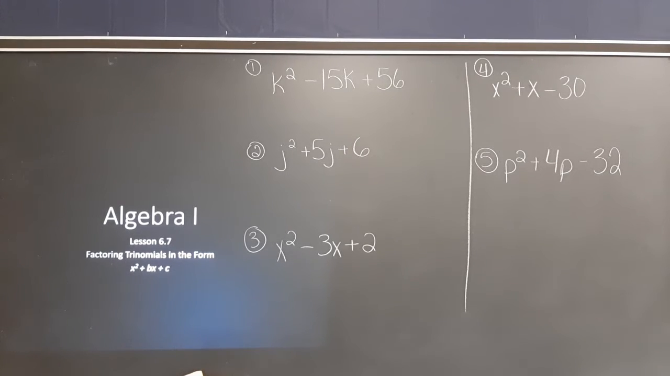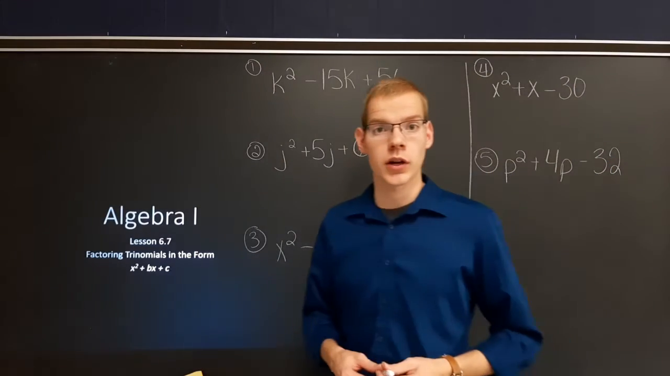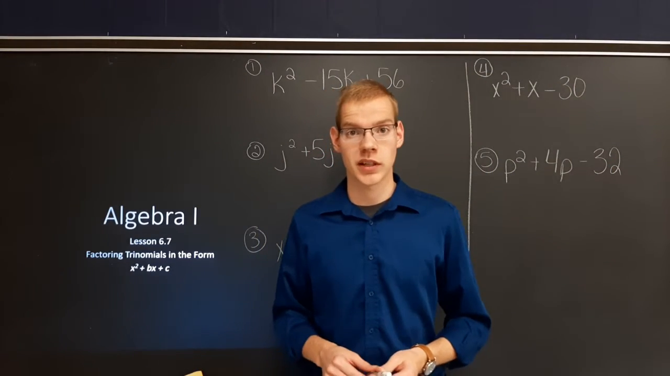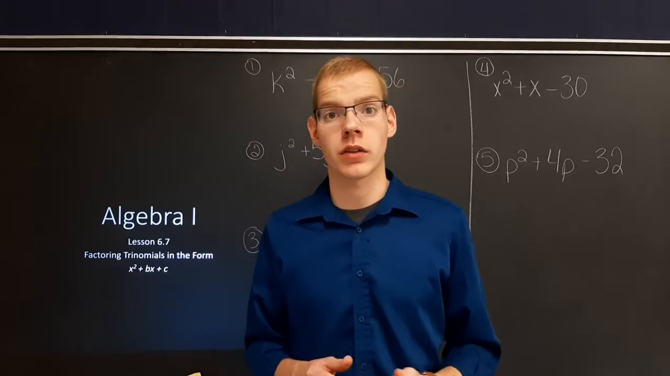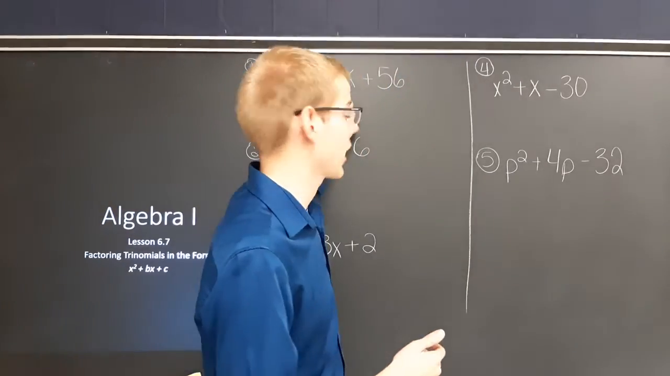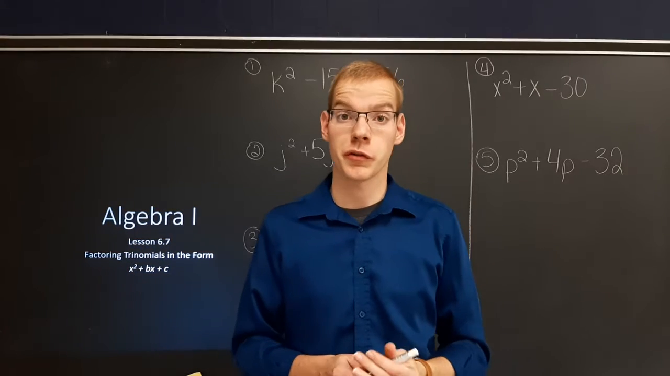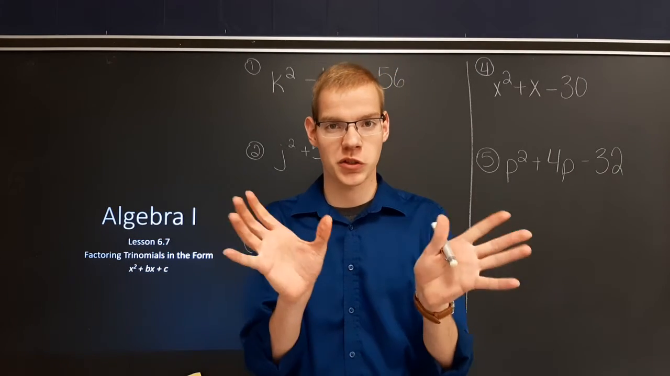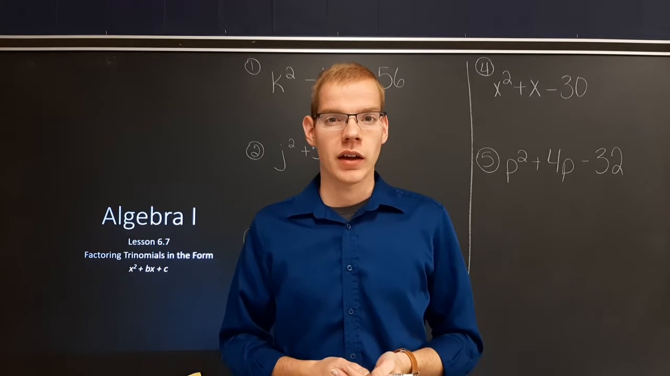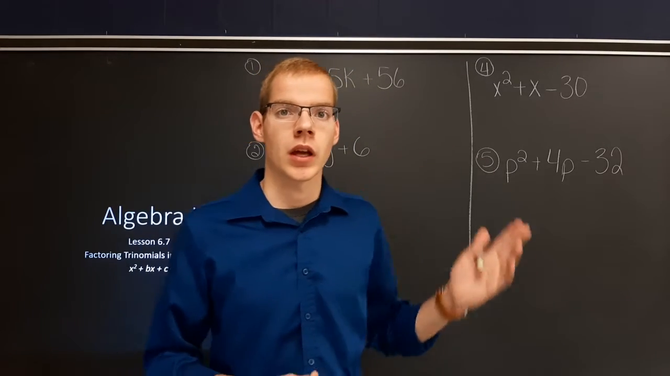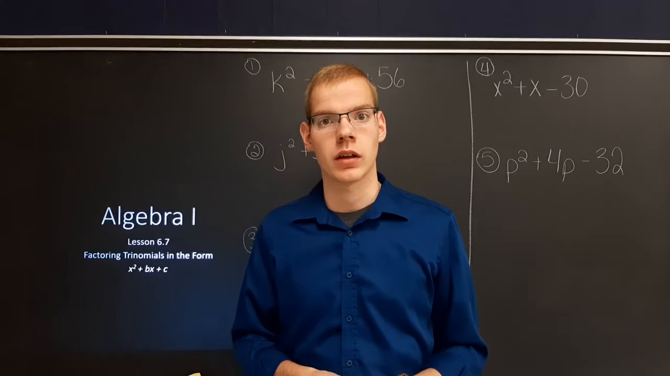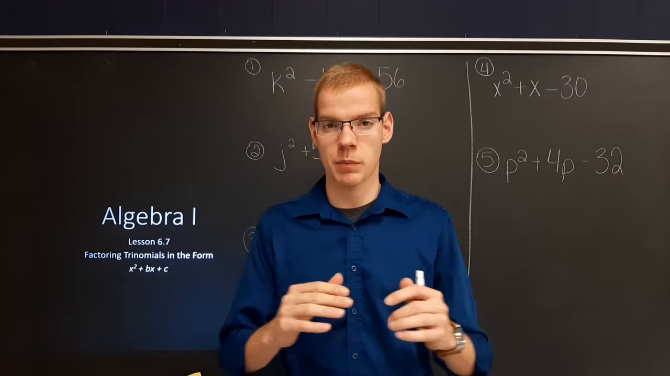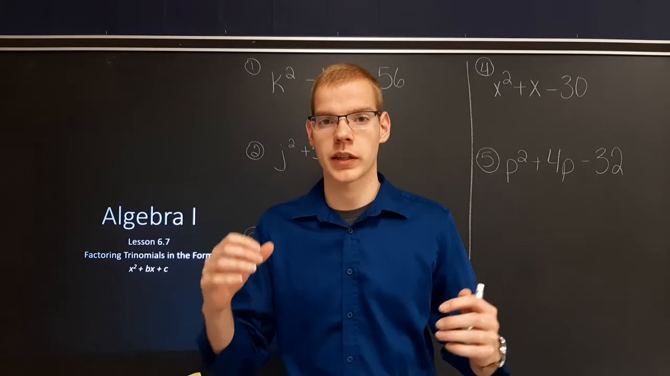Algebra Lesson 7, factoring trinomials in the form of x squared plus bx plus c. So this is the type of answer we would get after we would have done FOIL, multiplying two binomials. And then we get a trinomial. Now we are trying to reverse that process by separating them, factoring them.